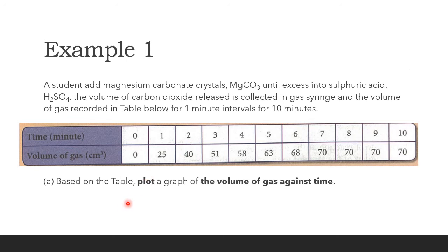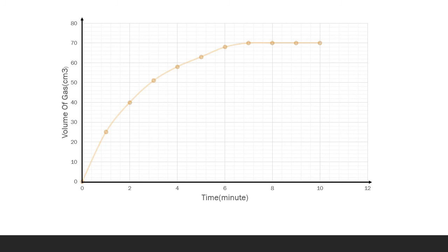Okay, soalan. Based on the table, plot a graph of the volume of gas against time. So, to plot a graph, kita tengok soalan, graph of volume of gas against time. Jadi, volume of gas ni kita akan jadi dia sebagai title di part CY. Time akan jadi title di part CX. And don't forget the unit. This is how your graph will look like.